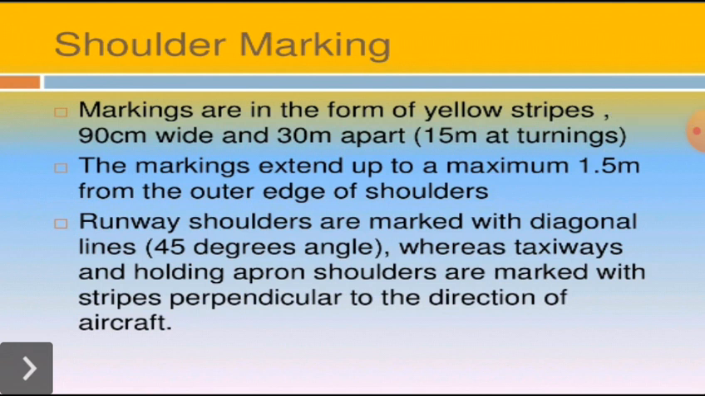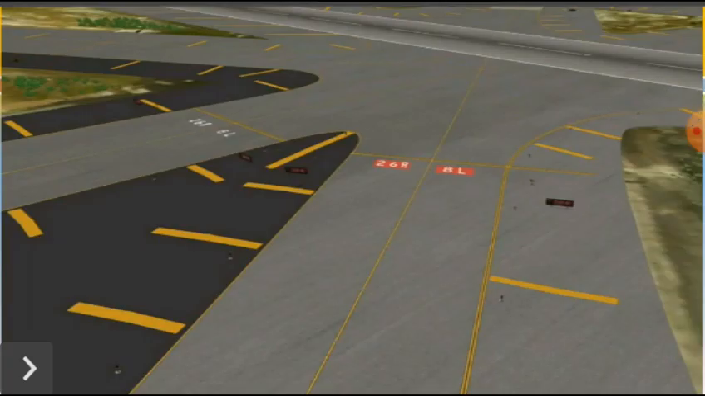Next, the shoulder markings. These are in the form of yellow strips, 90 centimeters wide and 30 meters long, and at turnings it will be 15 meters. The markings extend up to a maximum of 1.5 meters from the outer edge of the shoulder. Runway shoulders are marked with diagonal lines, whereas taxiway and holding apron shoulders are marked with stripes perpendicular to the direction of aircraft. The figure shows the shoulder marking and their spacing.